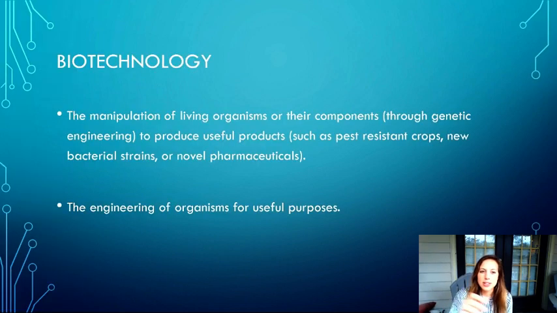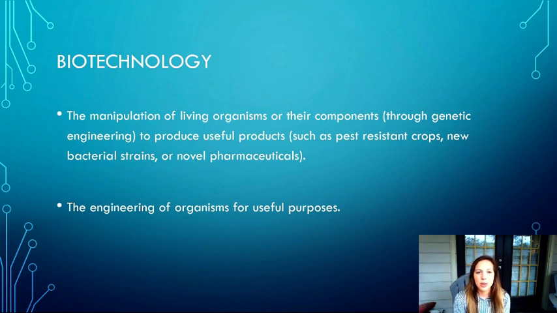So let's start with biotechnology. This is the manipulation of living organisms or their components to produce useful products. So this is super relevant to us right now. The most relevant thing that I can think of is that this is also used to create vaccinations, and I don't even have to say why that's relevant to us, but they are working right now to create a vaccination for the coronavirus, which would obviously be super helpful for everything that's going on. It's also used for pest-resistant crops, new bacterial strains, and novel pharmaceuticals. And so the engineering of organisms for useful purposes is that short definition.